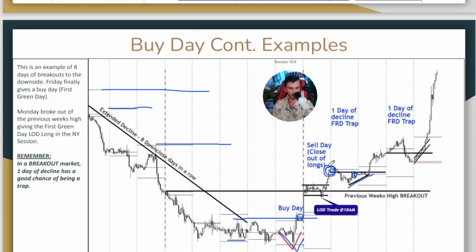We closed strong, we had an inside day, now we have an inside day breakout up. Same thing repeats again. Now we're in a trend or a breakout market, a market that is breaking out to the upside. So now we have another day of breakout, 1 day of decline, getting everybody to try and go short, right? First red day. And next thing you know, market's going vertical to the upside. So something to be aware of.